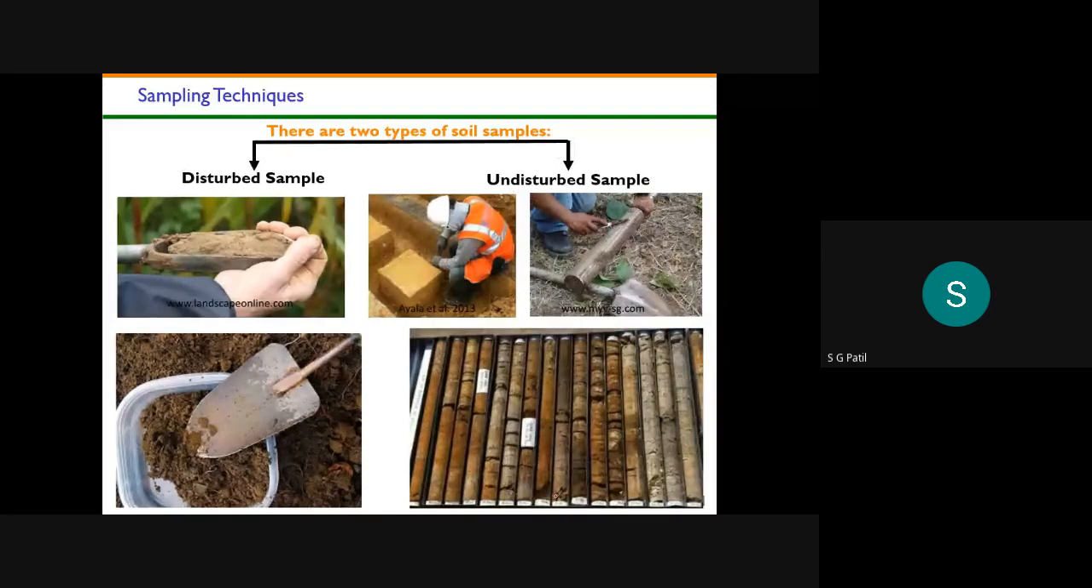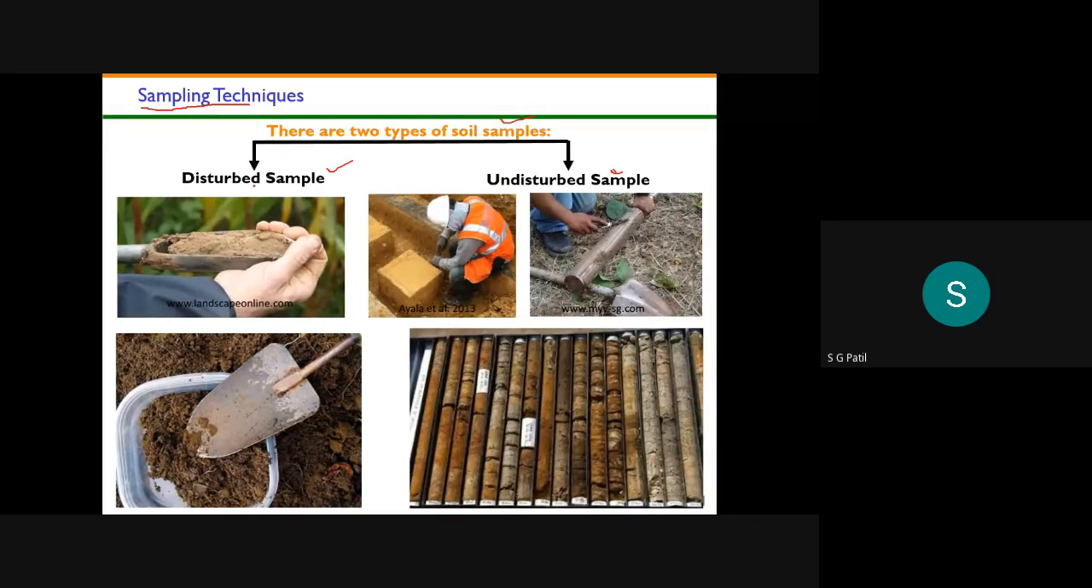Okay, so coming to the sampling technique. Now this is a very important concept. In the examination also, many times they ask questions based on these sampling techniques. There are two types of samples. What are those two types of samples? One is the disturbed sample, and the other one is the undisturbed sample.